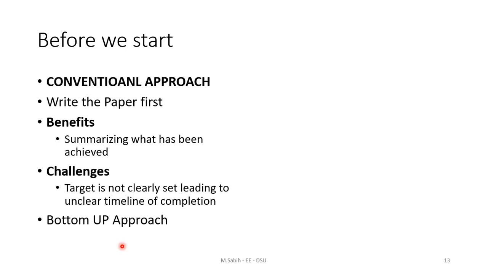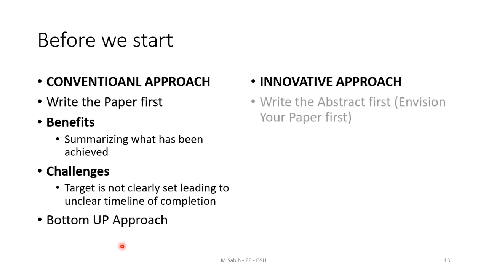I rather call it the conventional approach. The other one is the innovative approach. I say write the abstract first, envision your paper first. And by the way, the first approach, the conventional approach, will bring you a general paper, and the innovative approach is usually used in conference papers.